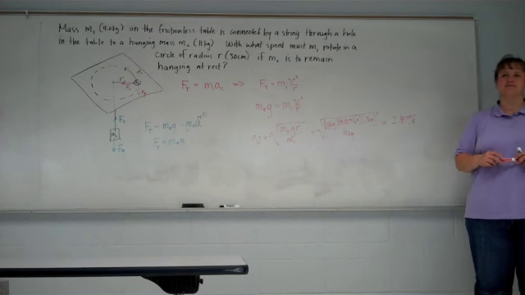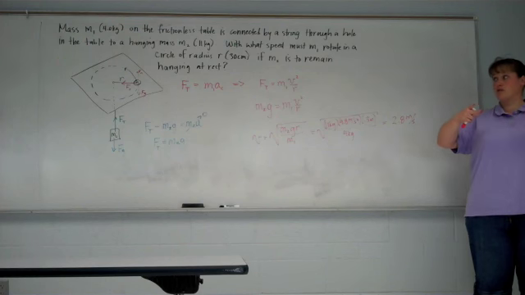What if it moved faster? Right, it would start moving in a bigger and bigger circle, so it would pull mass M2 up towards the table. If the speed were any slower, the circle would get smaller and smaller and smaller, and M2 would start to fall.